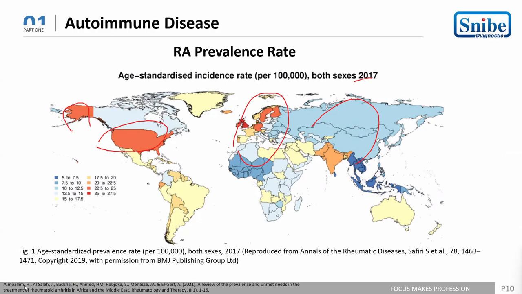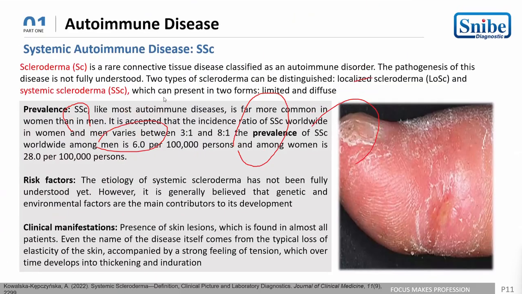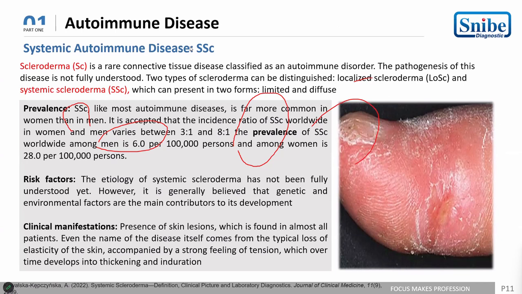So if you go to some other systemic autoimmune disease, that's called SSc. What is SSc? That's called scleroderma or systemic scleroderma.